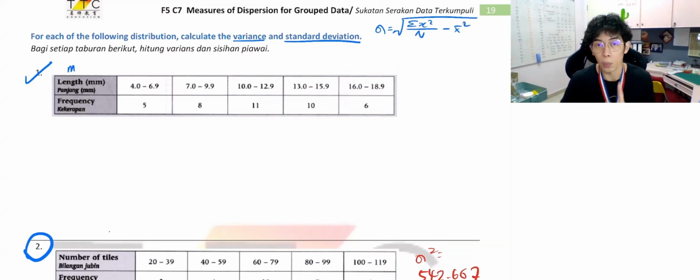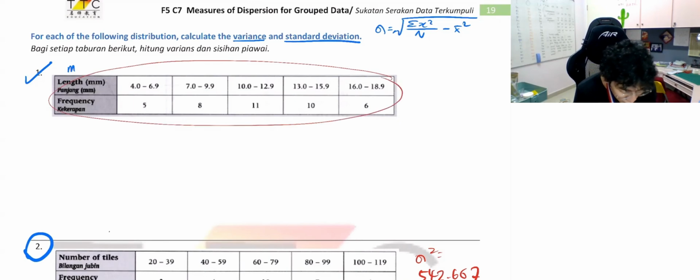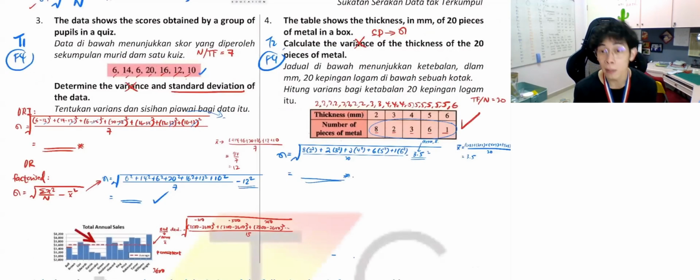The most important explanation, I'm going to say it first before we start. Everybody, look at this carefully. I'm going to use red color. Don't you think this table is kind of similar to this table?